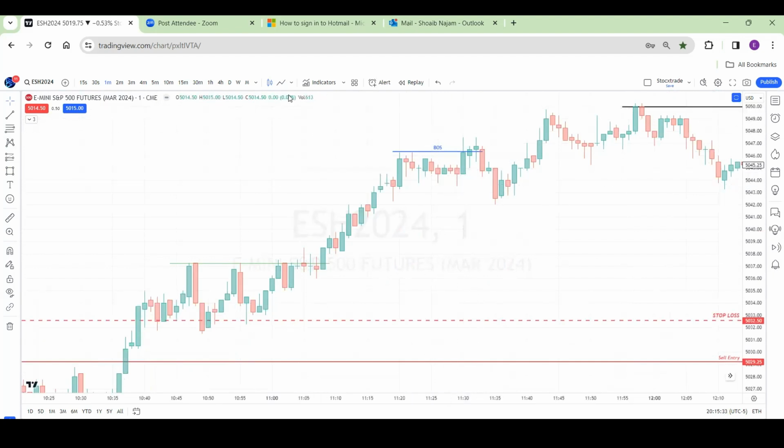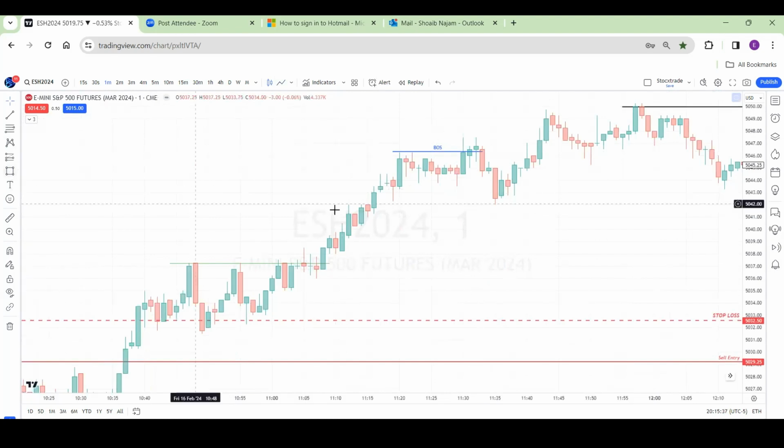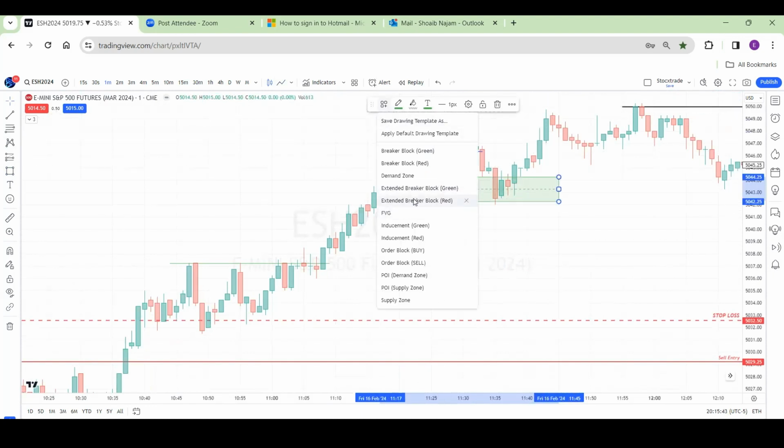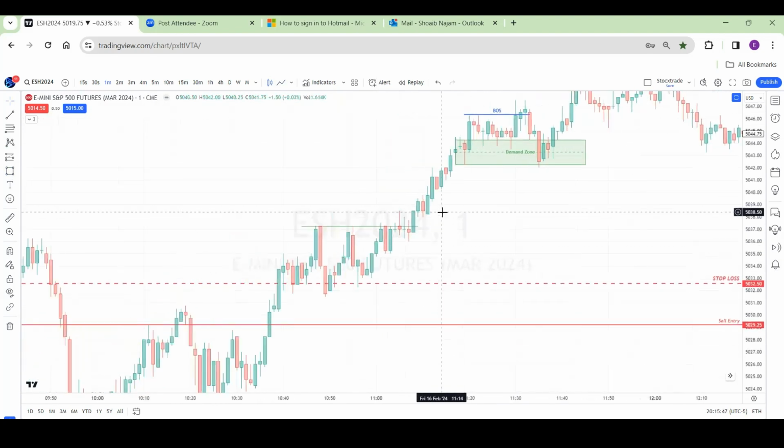Why this break of a structure? If you see, where is the push? There is a really small push. I don't consider this as the push, but there is a push. Maybe I will not take this trade, because I wanted the price to come into this consolidation zone.